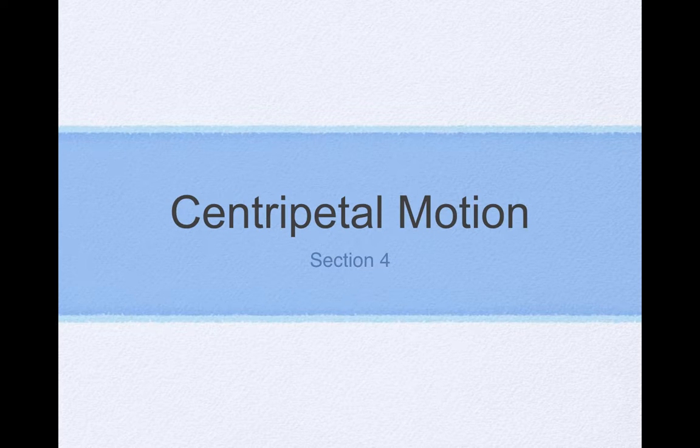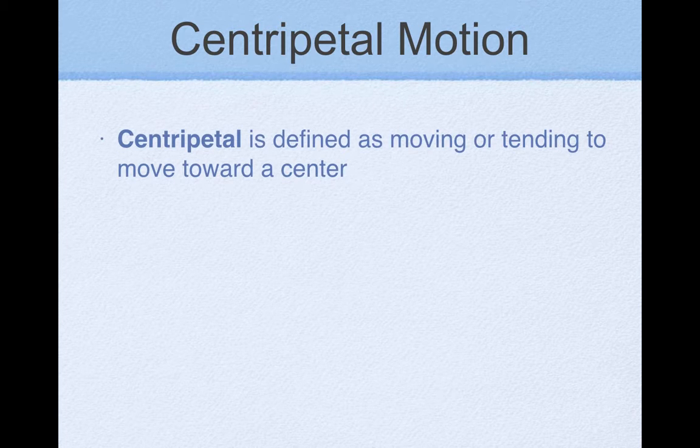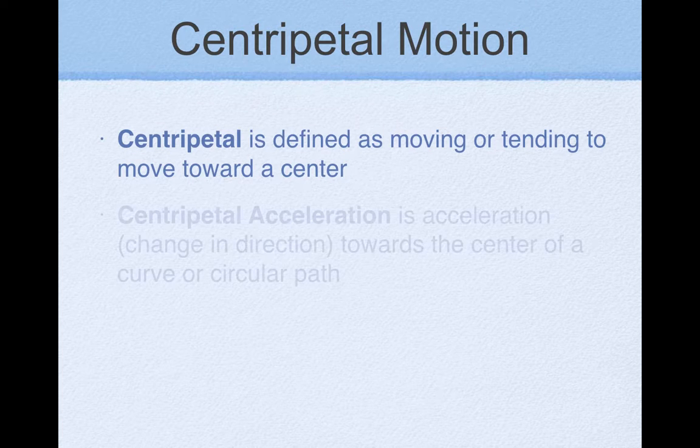All right, so we are now moving on to Chapter 3, Section 4, which is on centripetal motion. Before we really get into centripetal motion and talking about some examples of it, let's get our definitions down. First off, the word centripetal. Centripetal is defined as moving towards or tending to move towards the center of a circle. So we're talking about curved paths, circles, anything that has that arc to it.